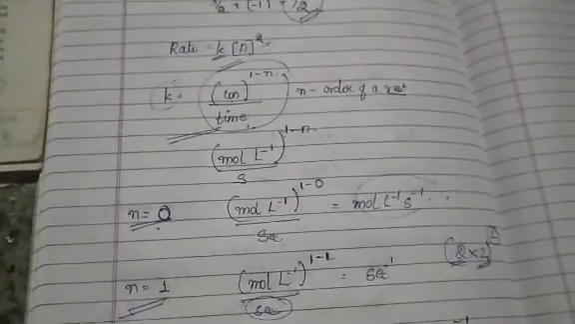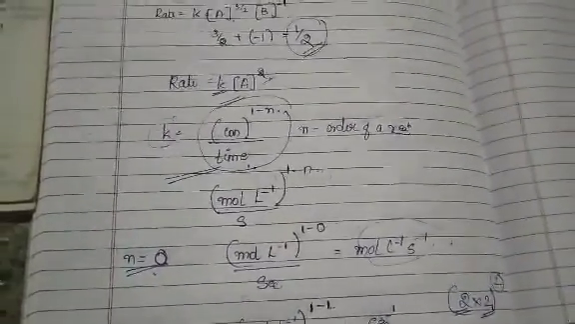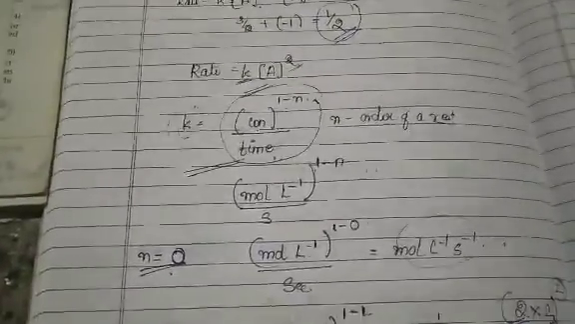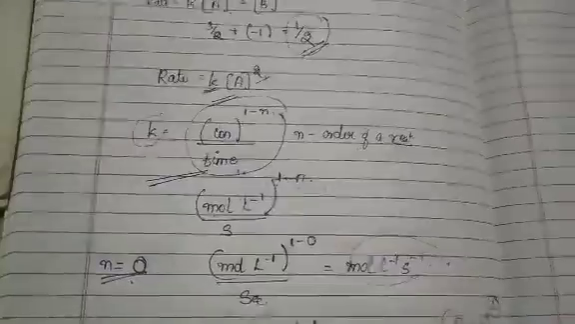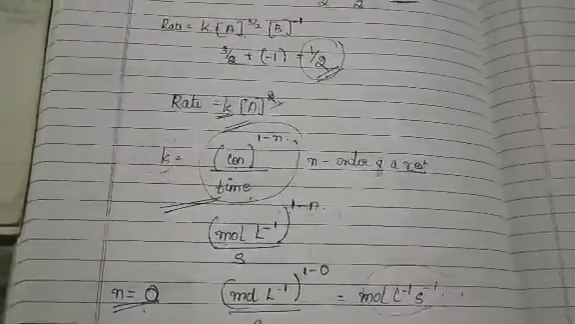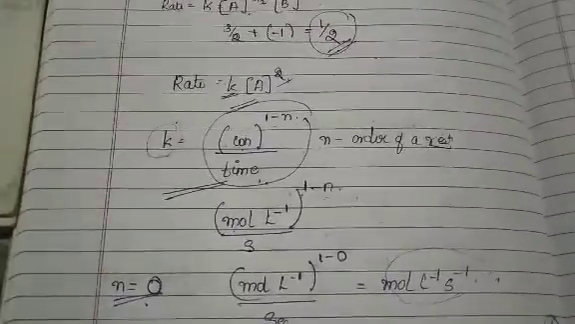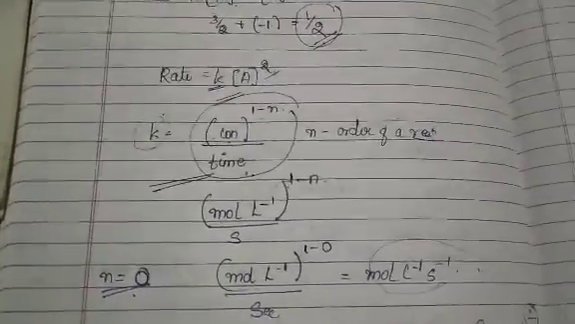So to calculate the overall order, you just have to add those x plus y. What does your x indicate? It is representing the respective order of that particular reactant. y is also the respective order of that particular reactant.